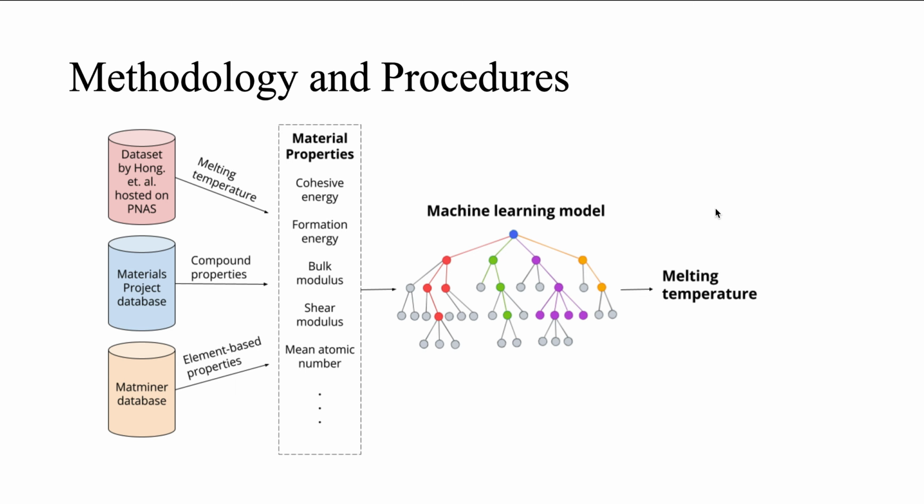Here's the basic methodology. I retrieved datasets containing chemical compounds and their melting temperatures, their compound properties such as cohesive energy and bulk modulus, and element-based properties such as the average atomic radius of the elements in the compound. Then I built a machine learning model to predict the compound's melting temperature based on these material properties.